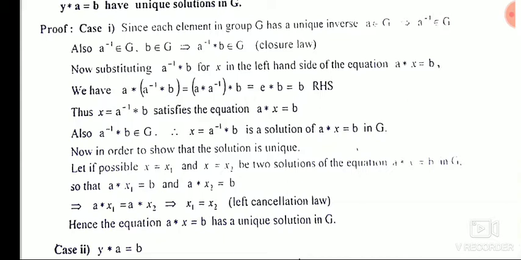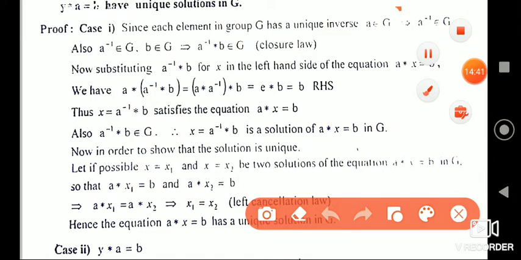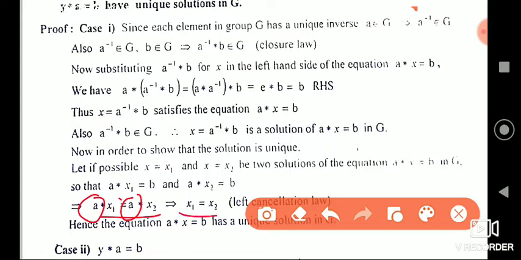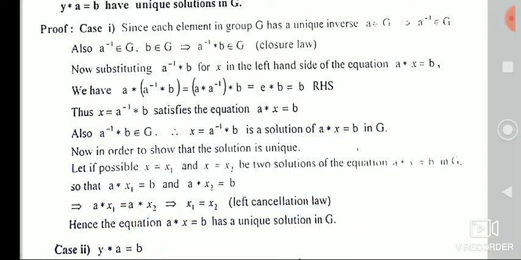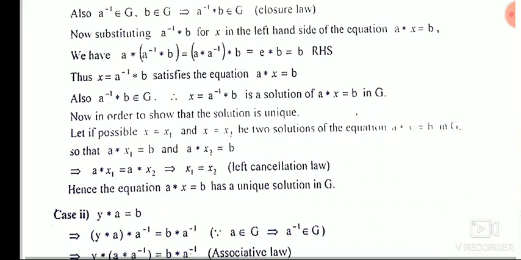So A star x1 is equal to A star x2. That's what we got. Now we just proved the last identity, that is the left cancellation law. You can see in the left hand side both places have A. So we can use the left cancellation law and we get x1 is equal to x2. If you have two separate solutions for this x, then both of them are the same, that is x1 is equal to x2. Hence the equation A star x is equal to B has a unique solution in G.